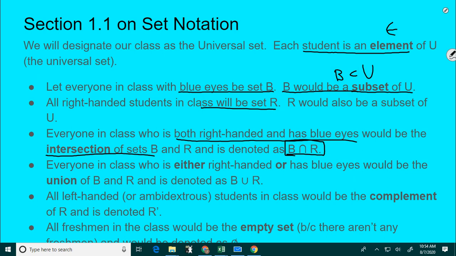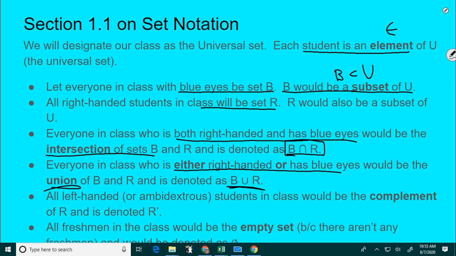All right, going off of that, everyone who is either right-handed or blue eyed would be called the union of B and R. And we denote that with basically a big U. We'd say B union R. So that's everyone who is either right-handed or has blue eyes, or both. Okay? We'll talk about that in a little more detail in the next slide.